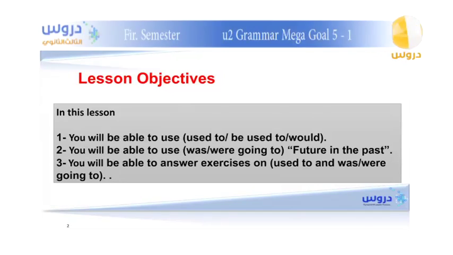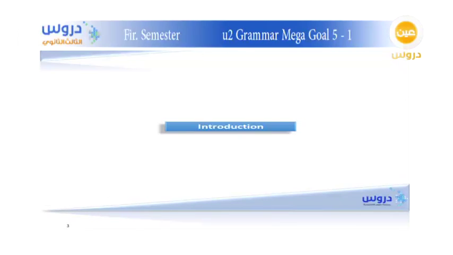Our lesson objectives, or the things that we hope we can achieve for today's lesson, are: number one, that we will be able to use used to and be used to and would, and also we will be able to use was or were plus going to, future in the past. And number three, that we will be able to answer exercises on used to and was and were going to. Okay, so let us begin.